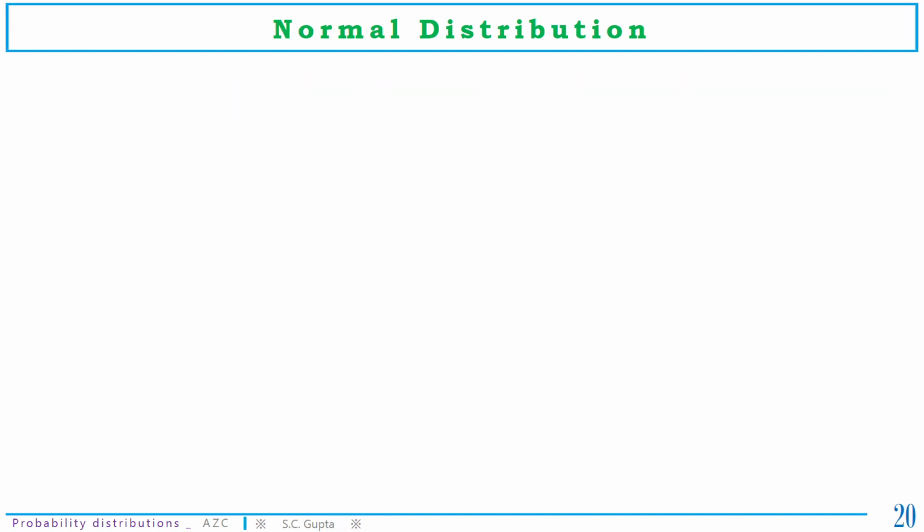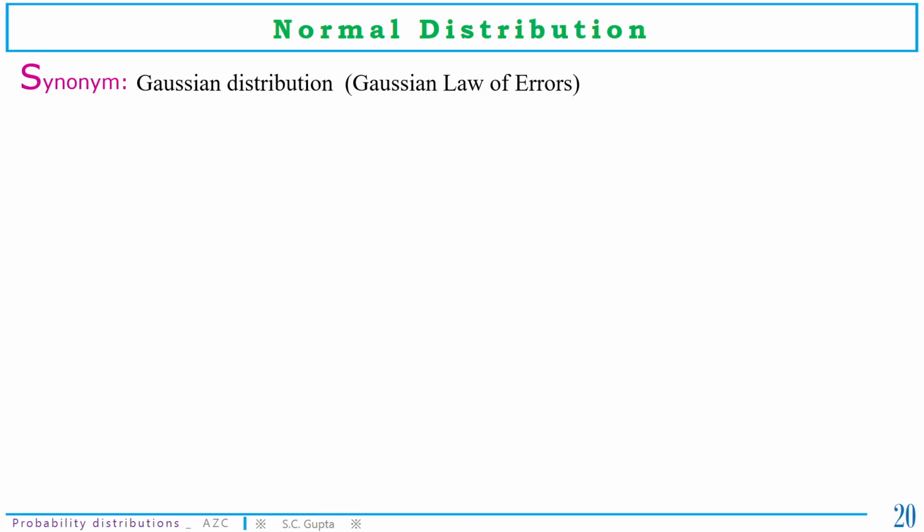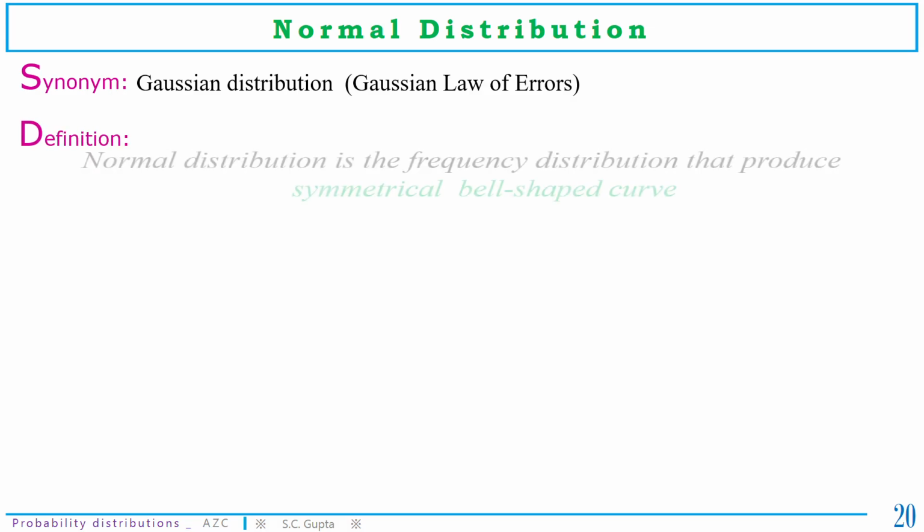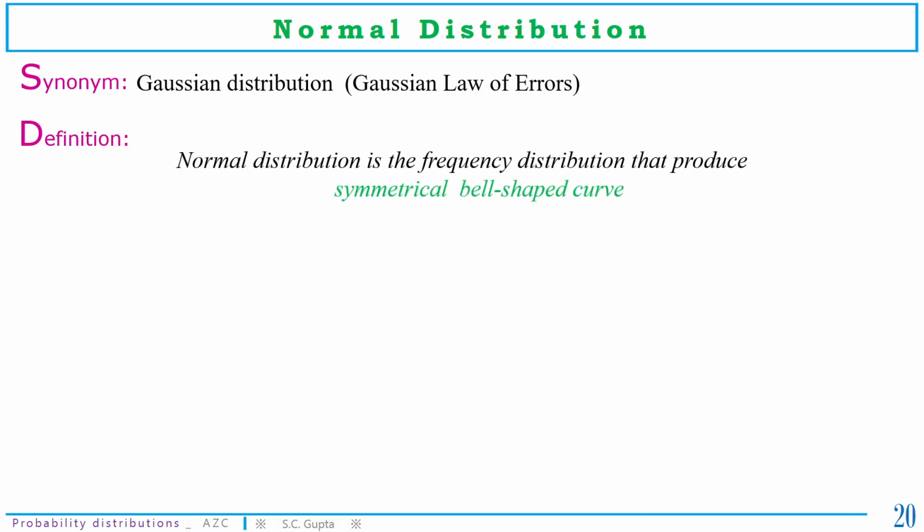Next probability distribution is normal distribution. Synonym is Gaussian distribution, Gaussian law of errors. Definition: normal distribution is the frequency distribution that produces a symmetrical bell-shaped curve.